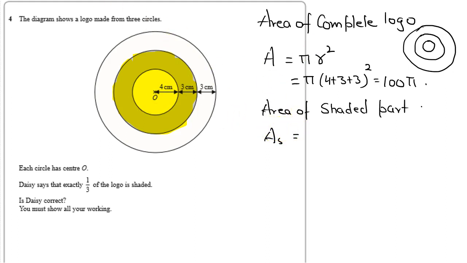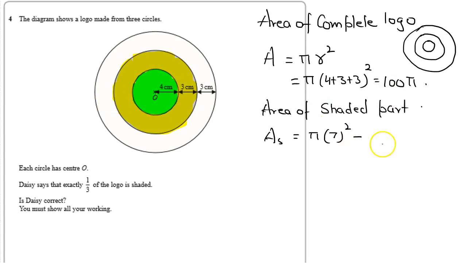So that is pi, r here is 4 plus 3, 7 square, minus. Now in this we remove this area. We have to remove the area of this part. So that's how we are going to get the area of the washer. Washer means the shaded part.